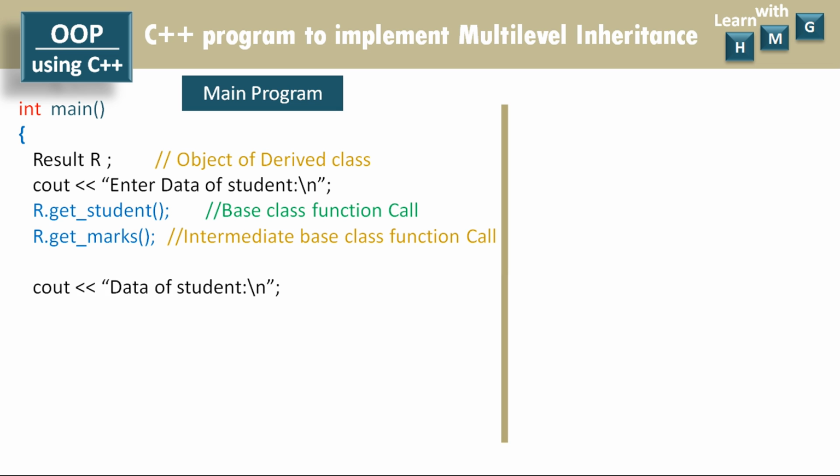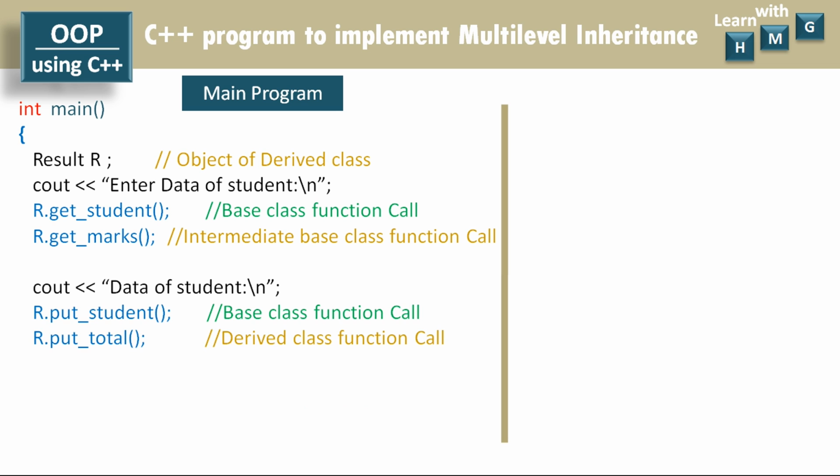Input operation is finished. Now we will go for output operation. Let us display the data of student, r dot put student. So r object is calling the function of base class which will display roll number and name of student. Then r dot put total, r object is calling the member function put total, which is the derived class member function which will display the total marks. Return 0, end of the main function. So like this we have completed the C++ program.